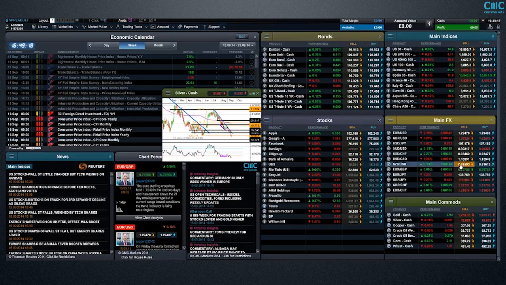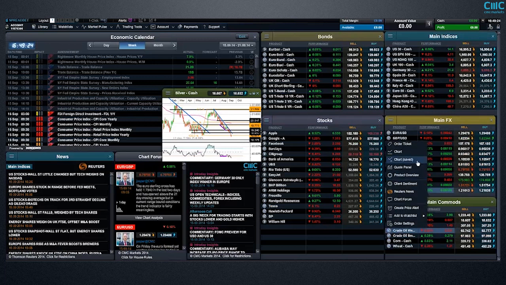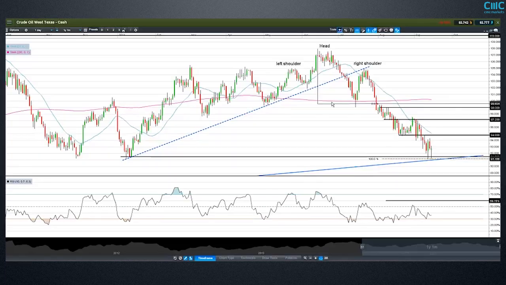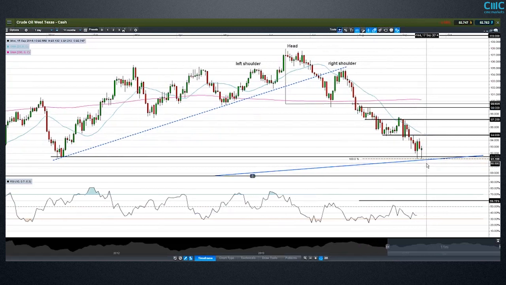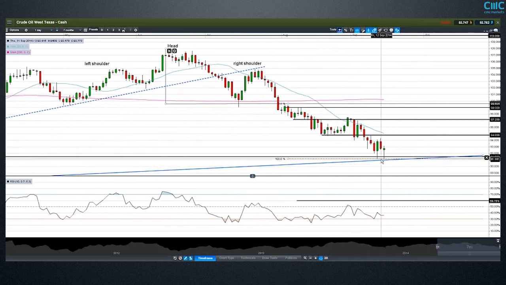Let's flip over to crude oil. It's probably been one of the weakest markets out there. Worth bringing up a chart pattern of mine that I had on the breakout, which was a left shoulder, head, right shoulder. We saw the break of the trend line, the breakdown, the retouch of the trend line, which corresponded with a matching shoulder. Then, using the height of the pattern from the head to the neckline, we projected down to this 100% level.